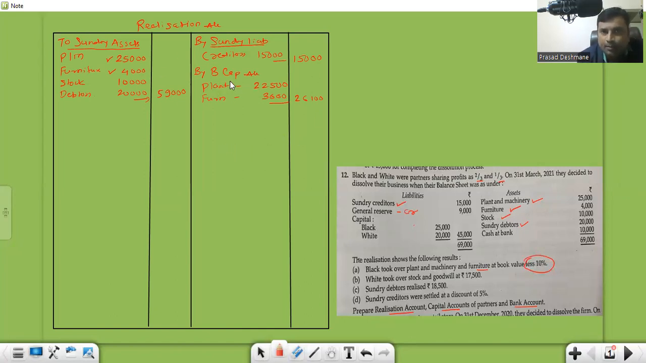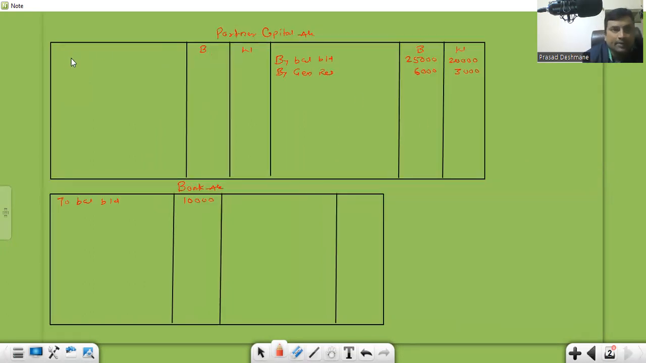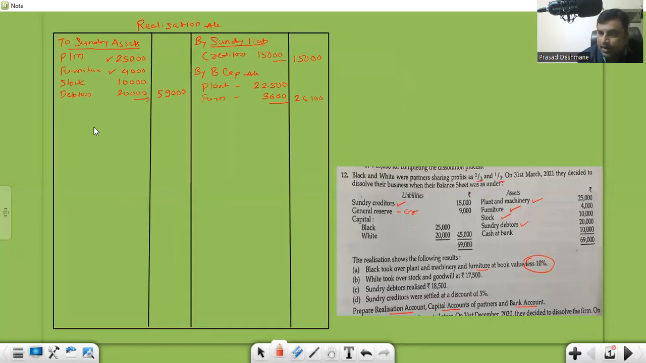So if I recorded here by B's capital account, then which account will it go to? Definitely to B's capital account, right? Here I credited, so it will go on the debit side of B's capital account. Why? Because by the rule, from one account to the other account it will always go on the opposite side. The amount is 26,100. If I credited over here, that's why I'm debiting the partner's capital account, because I wrote by B's capital account.